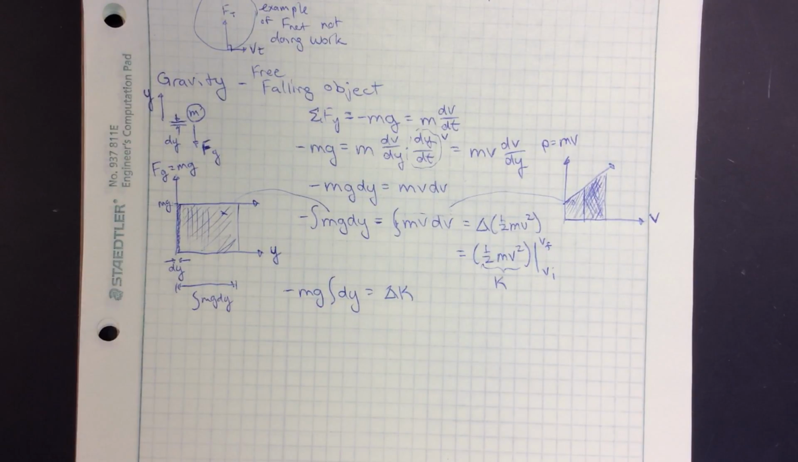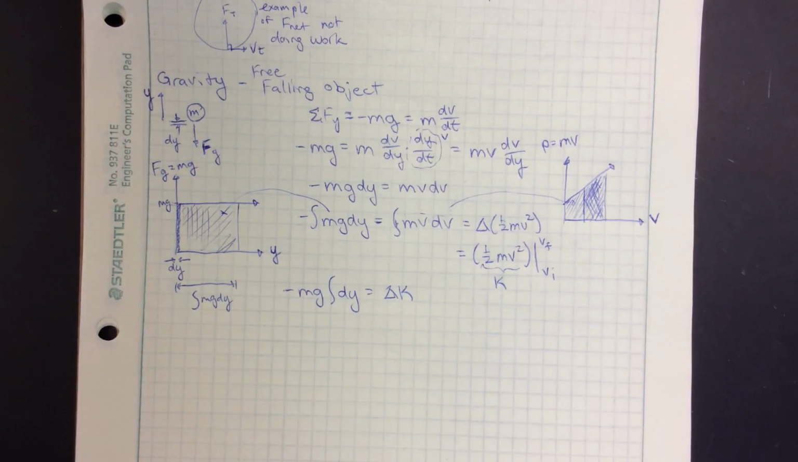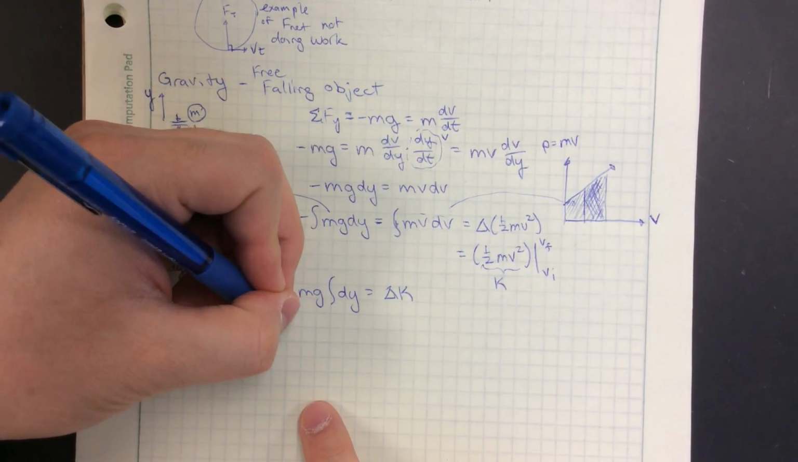So what is the antiderivative of a constant? It's just the variable, right? If I said the derivative of what gives you just a number, you would say the derivative of 3y or 3x gives you 3, the derivative of 5x gives you 5, so you want the other way around. So the derivative of what gives you mg? It's mgy.